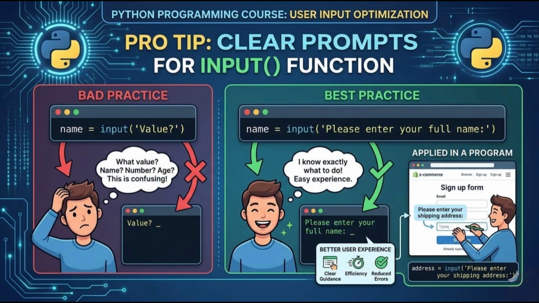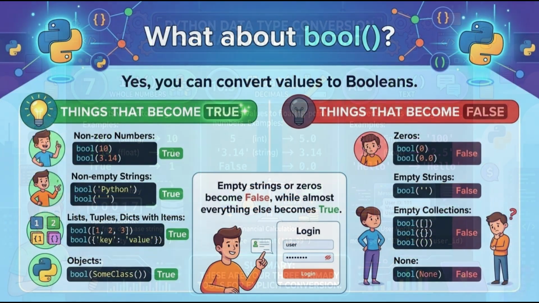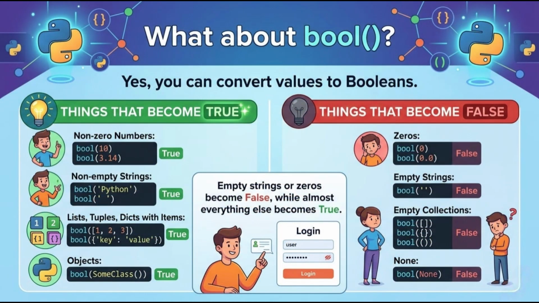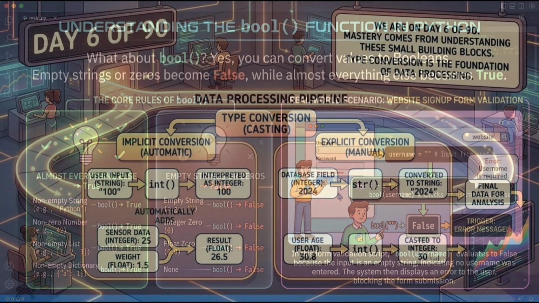Pro tip: always give clear prompts in your input function. Instead of just "value", use "please enter your hourly wage". It makes for a better user experience. Let's summarize: int for whole numbers, float for decimals, and str for text. These are your three primary tools for explicit conversion. What about bool? Yes, you can convert values to booleans. Empty strings or zeros become false, while almost everything else becomes true.